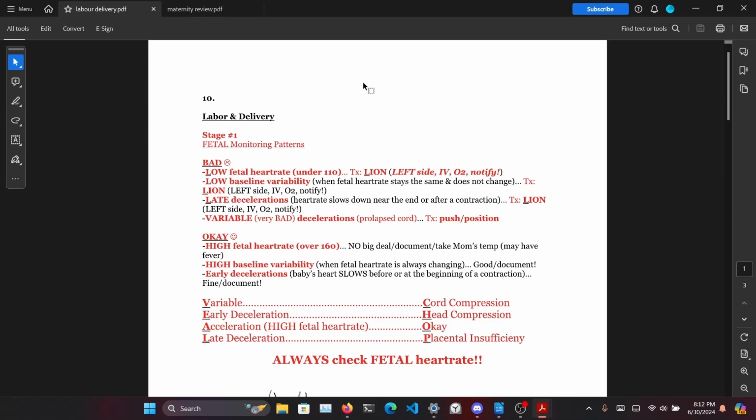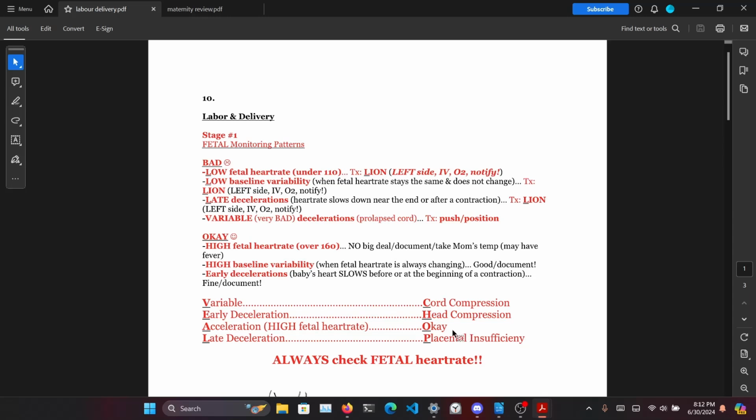If you see acceleration, the fetal heart rate temporarily increases by 15 beats per minute and lasts for 15 seconds, this is a good sign. You don't have to do anything. So if you see acceleration on the screen, it means the fetal heart rate is increasing 15 beats per minute above the normal baseline. If the baseline is 120, and with every fetal movement the heart rate increases by 15 beats per minute for 15 seconds, then it's a good sign and you don't have to do anything.